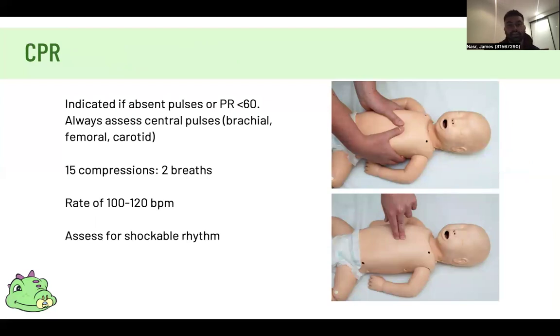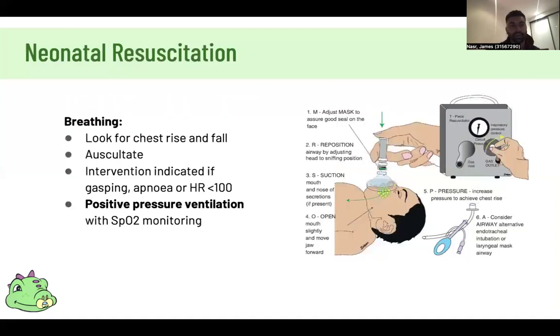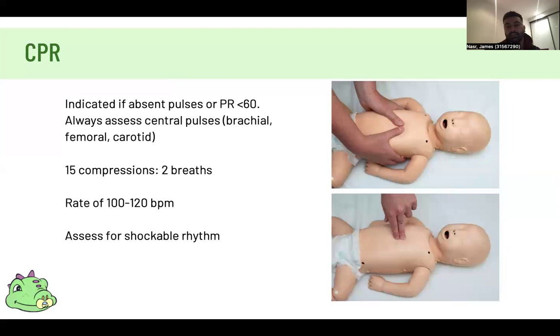CPR is further down. So the main reason that breathing takes the priority over CPR is because in neonates, it's more likely to be a respiratory cause of the arrest, whereas in adults, CPR is more important because it's more likely to be a cardiovascular cause. But nevertheless, if pulses are absent or if the pulse rate is less than 60, then CPR is indicated.